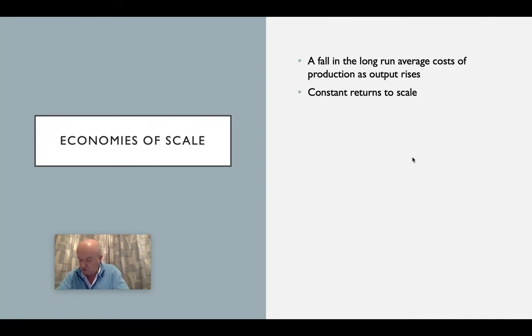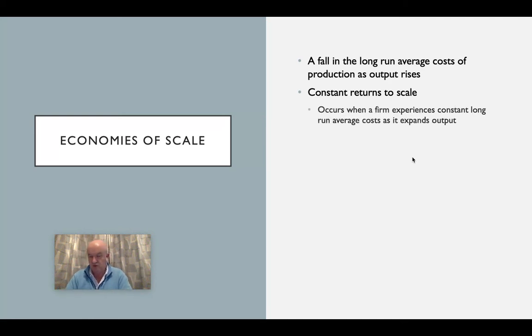We can have something known as constant returns to scale, and on page 32 in your booklet, you've got a box of definitions which talk about constant returns to scale, minimum efficient scale, MES of production, and also diseconomies of scale. So these are all areas that you need to understand. Okay, if we talk about constant returns to scale, that's basically when a firm experiences constant long-run average costs. So basically, the average costs don't change as it expands output. So in that instance, you've got constant returns to scale.